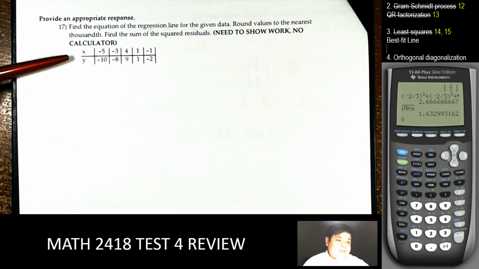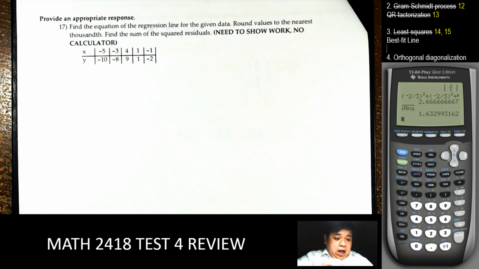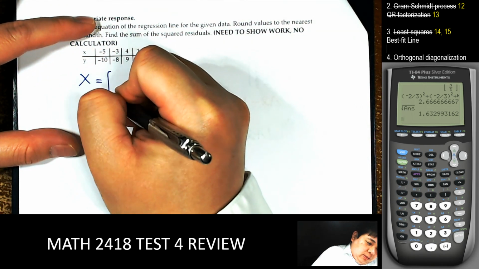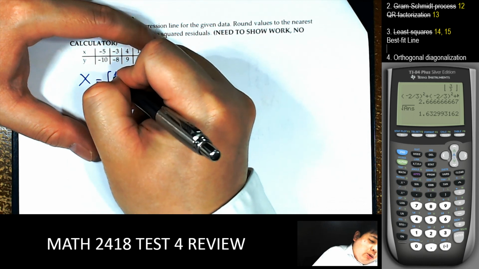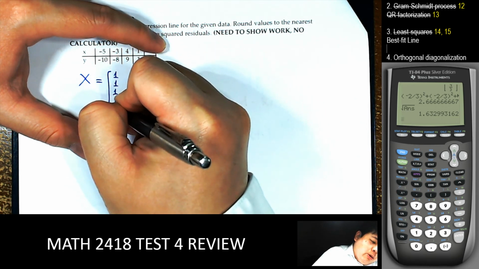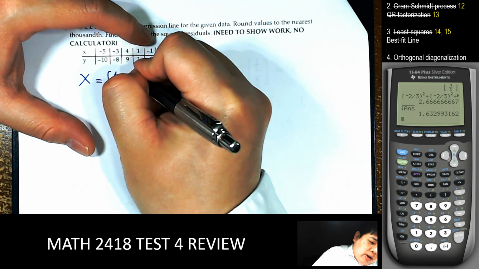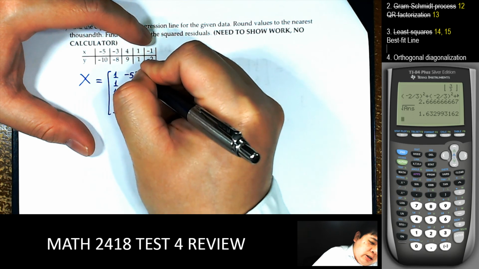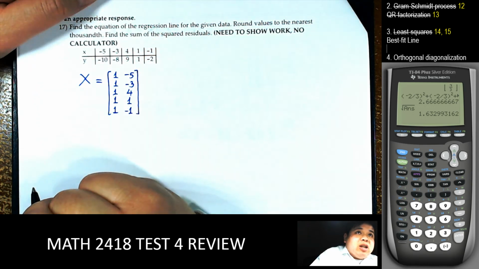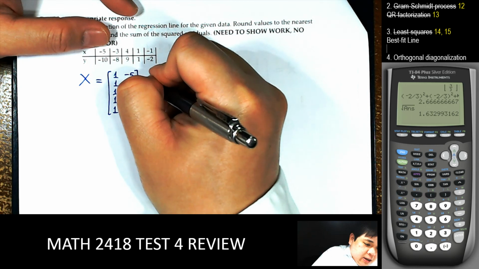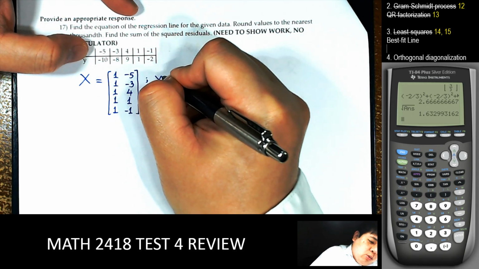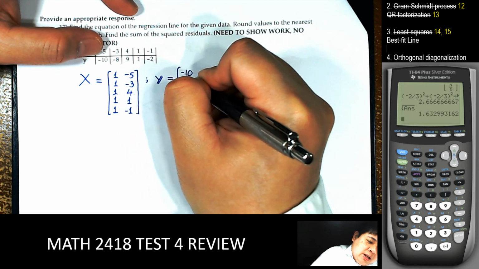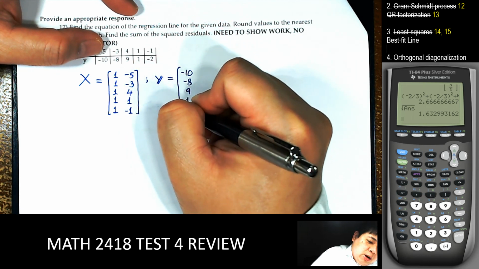Right. So first, x and y. To construct the matrix x, there are 5 of them. So 1, 2, 3, 4, 5. Negative 5, negative 3, 4, 1, and negative 1. So that is matrix X. The vector Y is negative 10, negative 8, 9, 1, and negative 2.